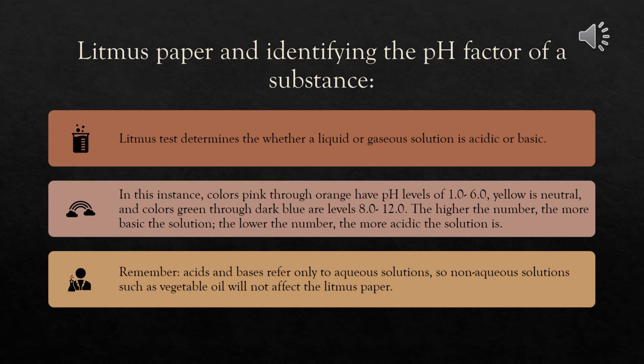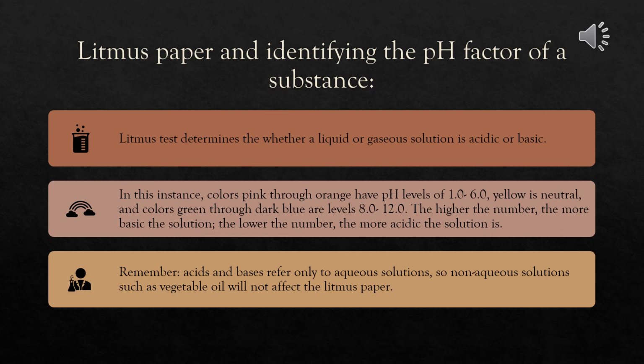Normally, there is a small chart located on the packaging telling the user what each color's pH level is. Colors pink through orange are levels 1 through 6, yellow is 7, or neutral, and colors green through dark blue are levels 8 through 12. But remember, acids and bases refer only to aqueous solutions, so pH paper won't change in non-aqueous solutions such as vegetable oil.